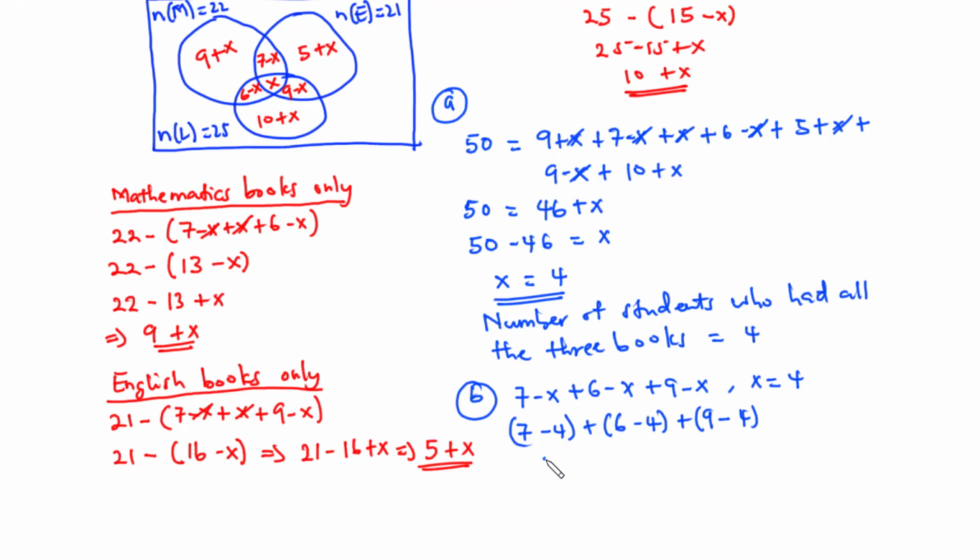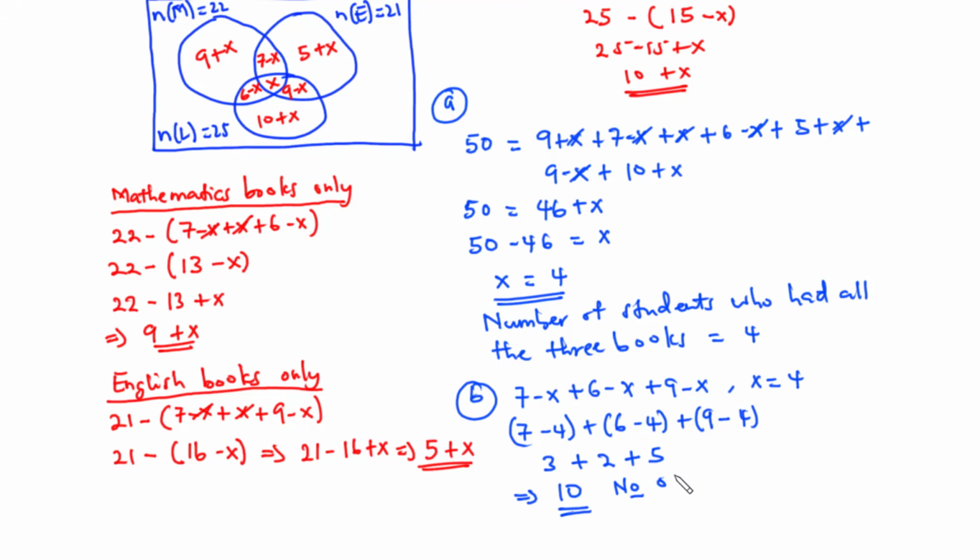7 minus 4 is 3. 6 minus 4 is 2. 9 minus 4 is 5. So 3 plus 2 is 5. 5 plus 5 is 10. So the number of students who had exactly 2 books is 10.